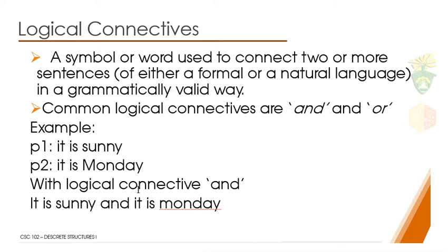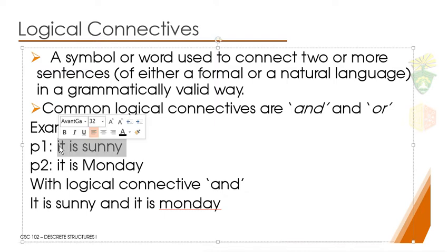So here is an example. You have two primitive propositions, since each of these sentences contains only one proposition. Here we have P1 and P2. The proposition P1 says that it is sunny, and the proposition P2 says that it is Monday. When we want to combine these to create a compound proposition, we can use a logical connective. In this example, we use the AND logical connective, and thus we have this compound proposition that says it is sunny and it is Monday.